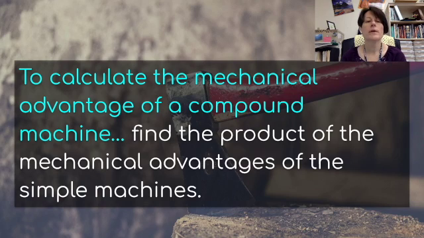Now, what about calculating the mechanical advantage of a compound machine? To do that, we have to find the product of the mechanical advantages of the simple machines. Now, finding the product means we have to multiply. So here's another thing to make sure you're listening. If you are listening next to this statement, write an X for multiplication.